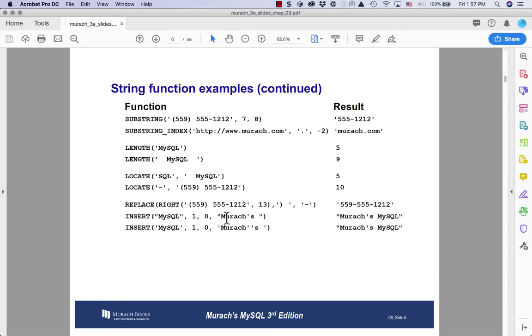So what are we doing? Well, by doing the right part, we got rid of the left paren. With the replace, we're taking this right paren space and replacing that with a hyphen. So we're getting all hyphens. Three characters, hyphen, three characters, hyphen, four characters. Now, when you know how it works, it's great. Is that easy to read code? No, I don't think it is.